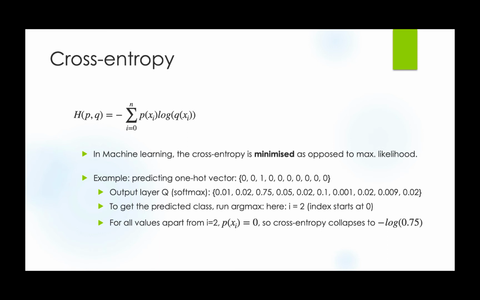So for all values apart from 2, we actually saw that in the real probability distribution, they occur 0 times, so it's 0. So that means if we look at the cross entropy formula from above, it actually collapses to minus log of 0.75. Okay. So it's easy to calculate. This would be the cross entropy of our example.